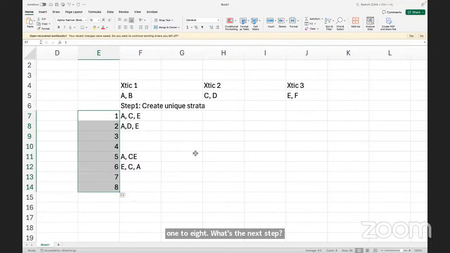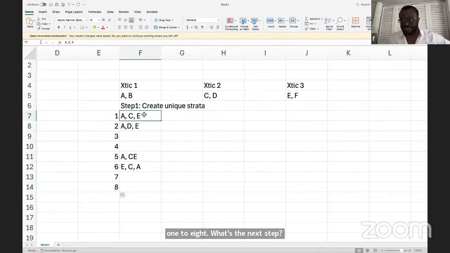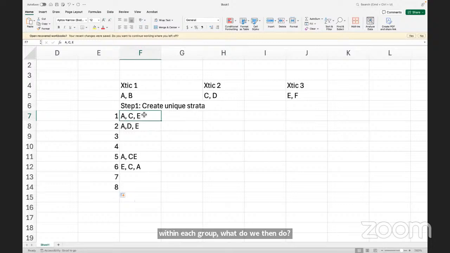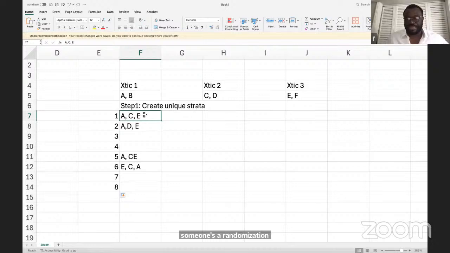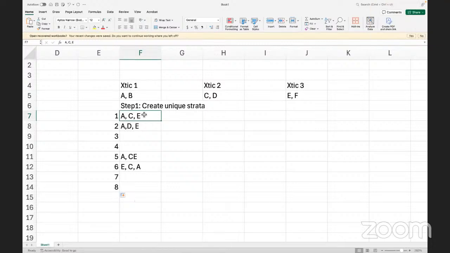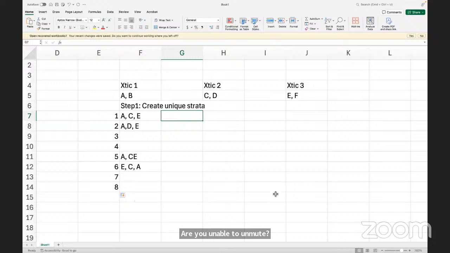Okay. Within each group, what do we then do? Someone say randomization. All right, we need one person to answer, please. Can you raise your hand? Bunai, you can speak. Are you unable to unmute? Okay, Sonia, you can go ahead.